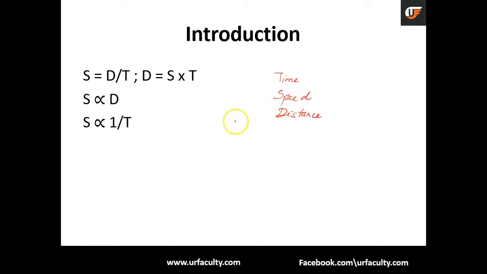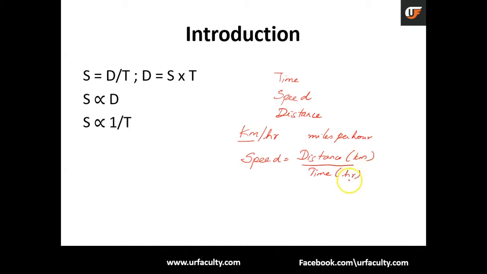Just to give a basic idea, if you are riding a bike, what do you see in it? You see kilometer per hour or miles per hour. So what does this mean? It just means that speed is equal to distance, which is shown in kilometer here, by time, which is shown in hours, which is then represented as kilometer per hour. So it is very easy for you to remember. It's a simple formula. Speed is equal to distance by time.